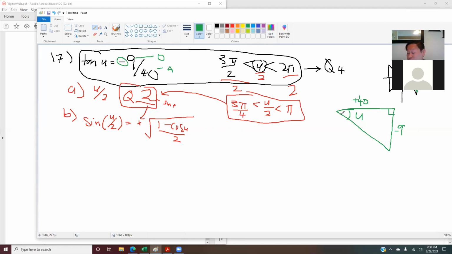If you know your triplets, 9, 40, and 41. If you don't know your triplets, you have to use the Pythagorean theorem to find C, the hypotenuse. It's actually 41. If you use the Pythagorean theorem, you figure out 41, but if you know your triplets, it's quicker. So now with this triangle that we have, can you tell me what cosine u is?